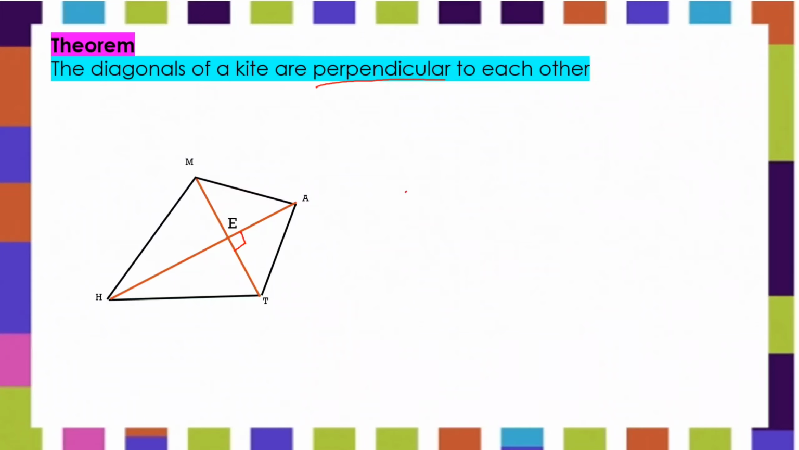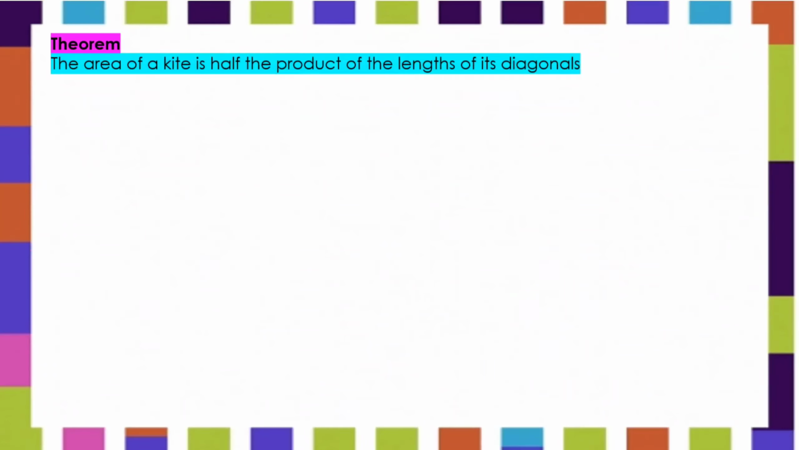Ibig sabihin, yung angle MEA, yung angle AET, yung angle TEH, at yung angle MEH, lahat ito ay nagme-measure ng 90 degrees. Why? Because all of these four angles are right angle. Ito yung mga angle na na-form nung nag-meet yung dalawang diagonal. Okay? So, next, let's have the other theorem.